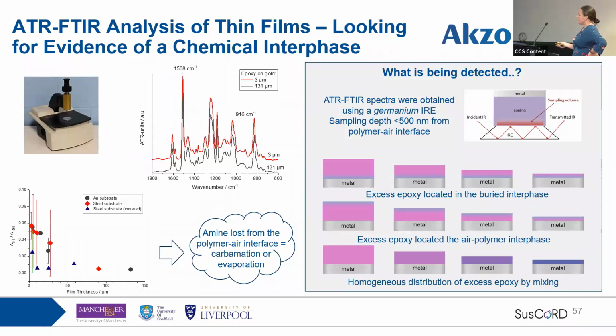If we were losing amine from the top surface and it was being frozen into the structure, we might expect to not see any difference in these systems, because we'd just be looking at that air polymer interface. So what's actually happening is that, yes, amine is being lost from the top surface, but mixing during the cure means that we're getting a more homogeneous distribution of that excess epoxy in these systems. Again, in reality, I think what we're seeing is probably a mixture of these two bottom scenarios, so we get some excess at the air polymer interface. Regardless of that, this type of experiment is not useful to look at the buried interface.